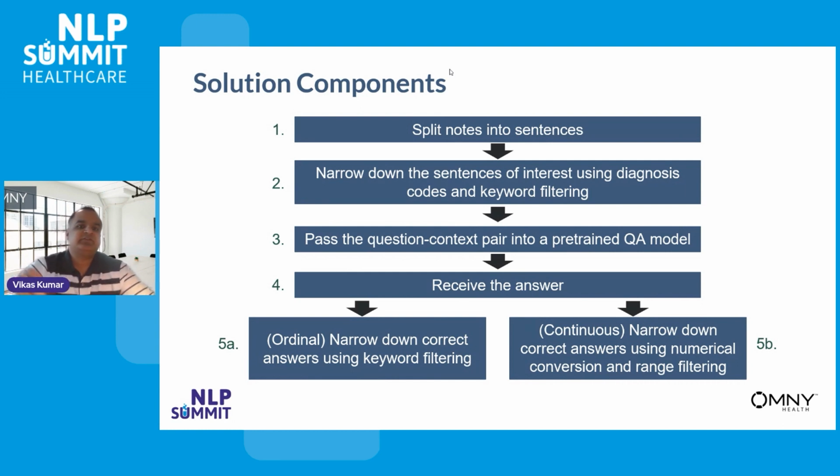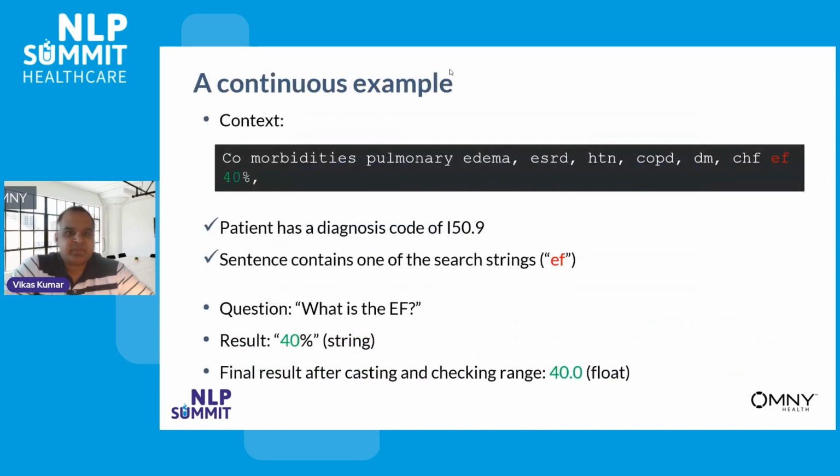Third, we pass the appropriate question context pairs into a pre-trained question answering model using Spark NLP. And fourth, we receive the answer. Finally, we narrow down the correct answers using different quality checks. For ordinal scores, we use keyword filtering to ensure that the answer is what we are looking for. And for continuous scores, such as ejection fraction, we narrow down the correct answers using numerical casting and checking the appropriate range.